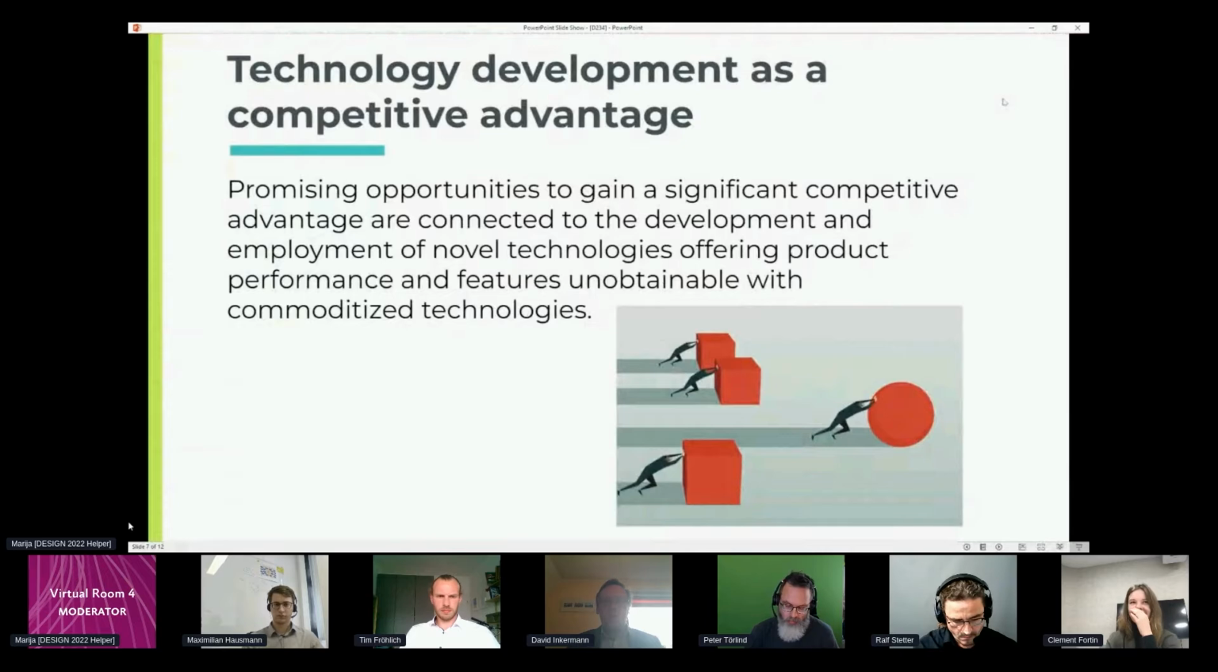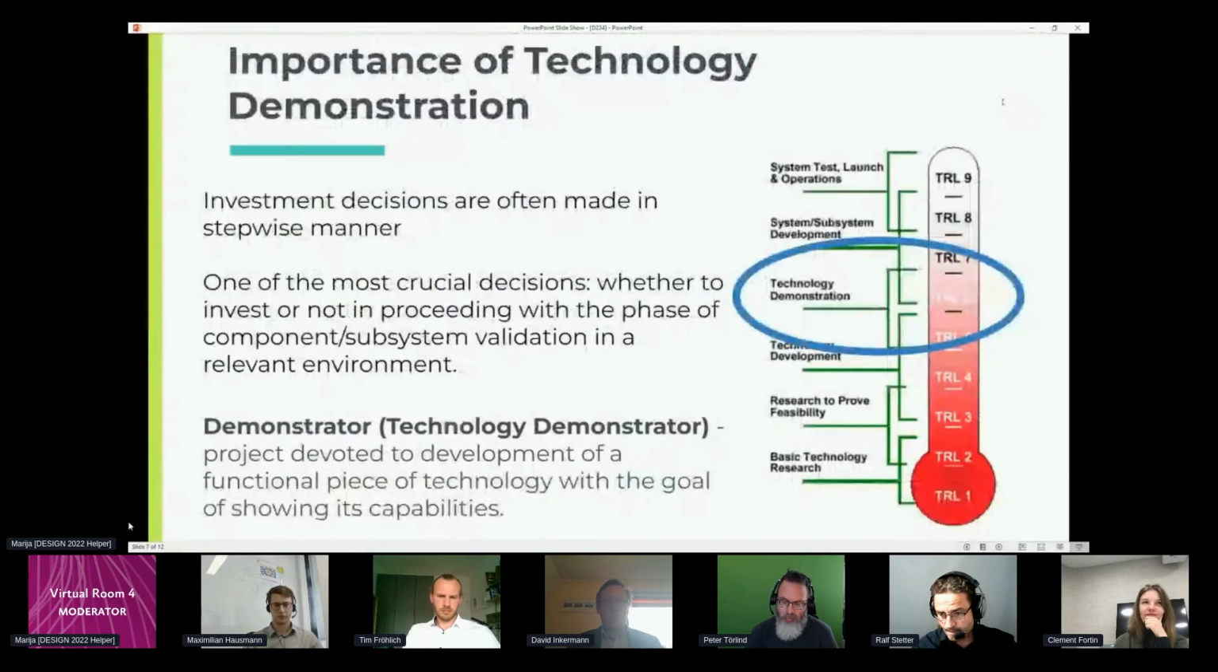Promising opportunities to gain significant competitive advantages come from development of new technologies. Yet, it is often associated with high risks. And to address those risks, companies usually move gradually, starting with laboratory experiments, moving on to technology demonstration, and finally full-scale system design and development. Investment decisions are made correspondingly in a stepwise manner.